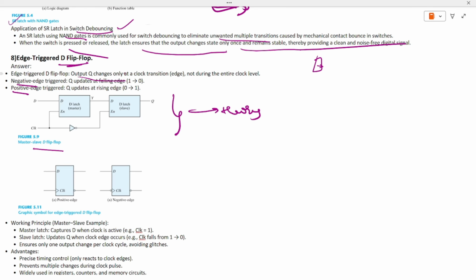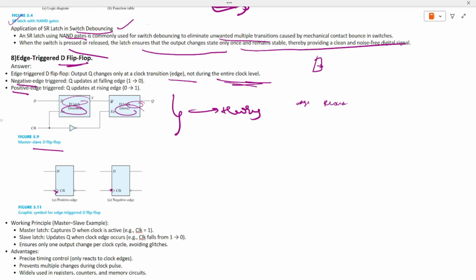That means output Q changes only at a clock edge, not during the entire clock level. As you studied, that is about the level and the edges. Here it does not change at the level, it will change at the edge. Next, if it is 1 to 0, it is a negative edge; if it is 0 to 1, it is a positive edge. Here you can see a positive edge being given, and the output changes here, and you will add this bubble. Next is master slave, this is like a master, this is like a slave.